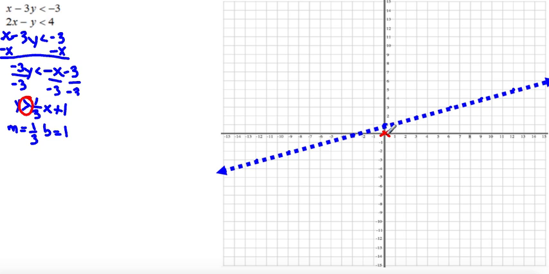So this point 0, 0, I'm going to plug it in for y and for x to see what happens. So 0 is greater than 1/3 times 0 plus 1. So if 0 is greater than 1/3 times 0 is 0, 0 plus 1 is 1. So 0 is not greater than 1. So I'm going to shade the side that doesn't include 0. I have to shade the side that's above the line.